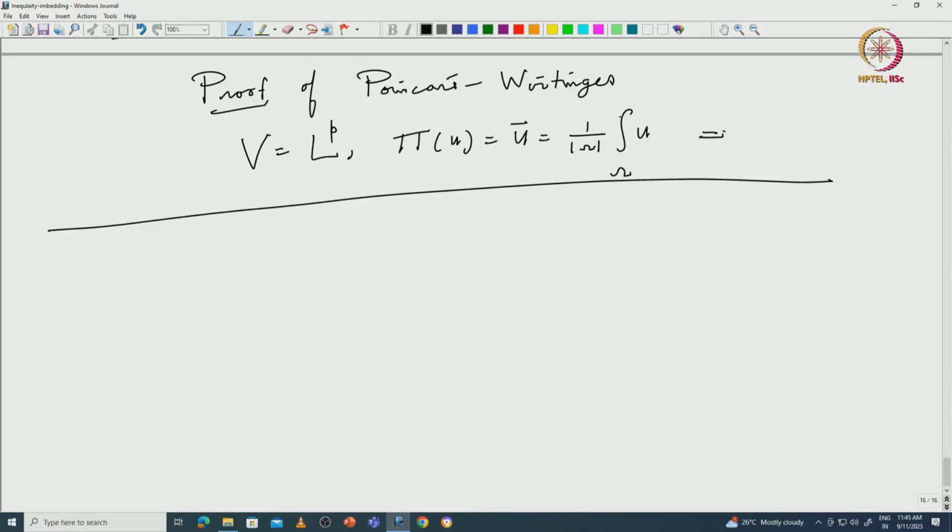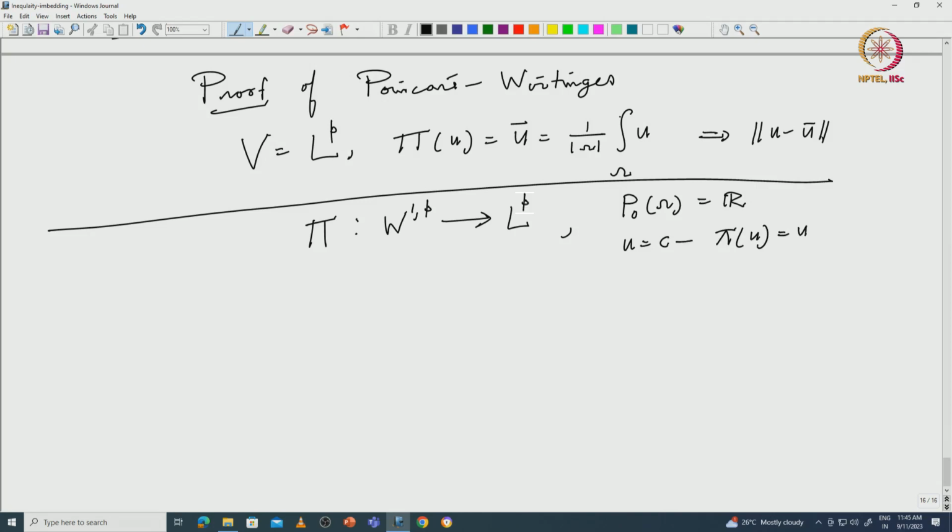So it basically gives you the norm of u minus u bar. And look at here, it has to fix it, right. So pi is a mapping from basically W1 p to L2, you see. And what is your P0? Your P0 is nothing but the real line. And if u is equal to C, a constant, your pi u is nothing but u. That is it. This is the one you have to check, because u is a constant, it will come out, u bar equals u. Okay. u equal to u bar, that constant.